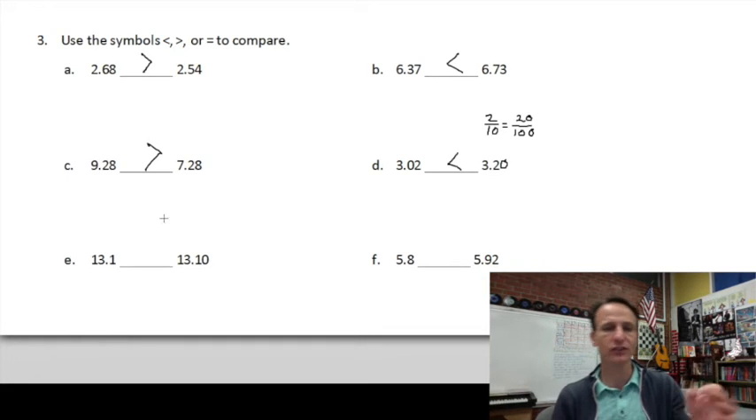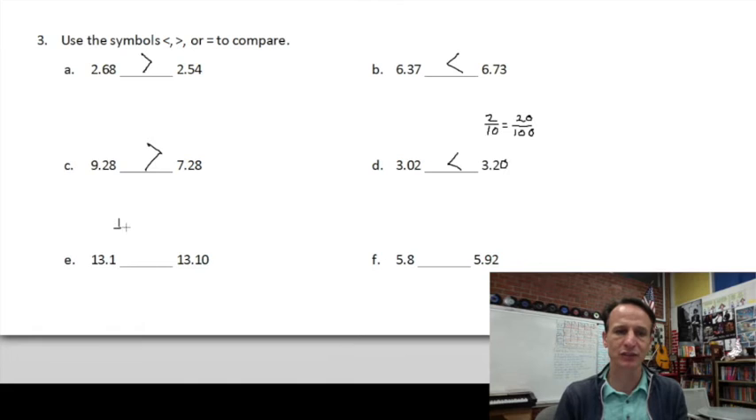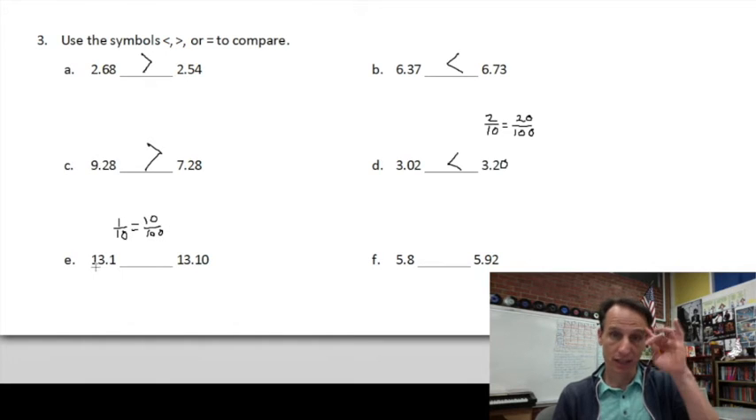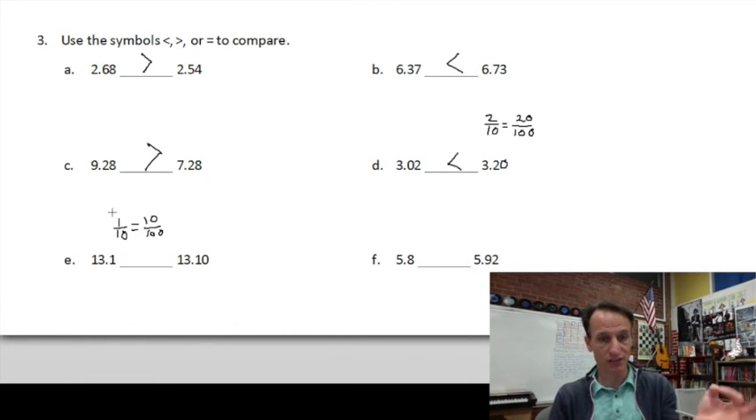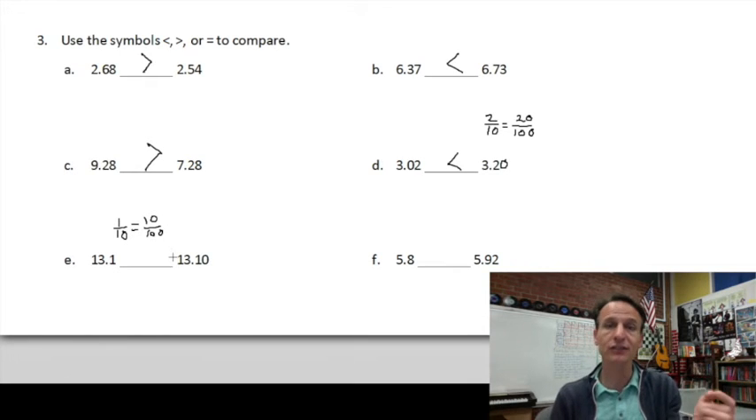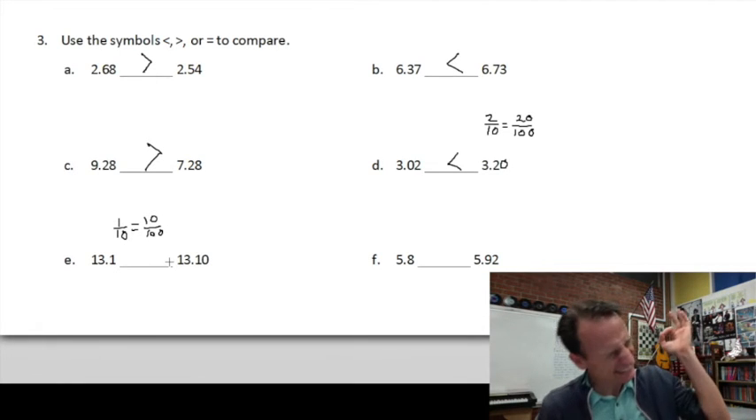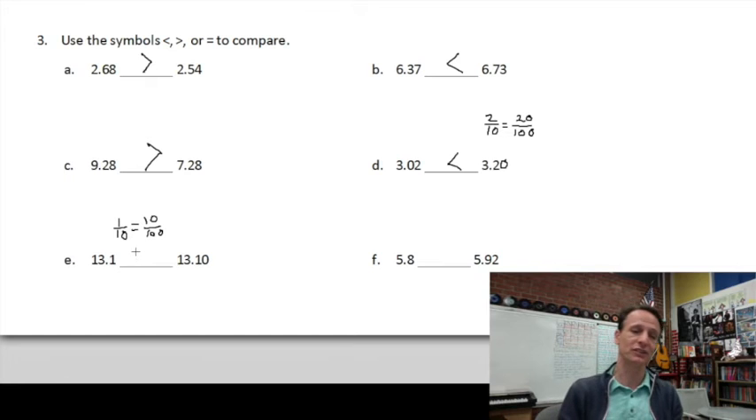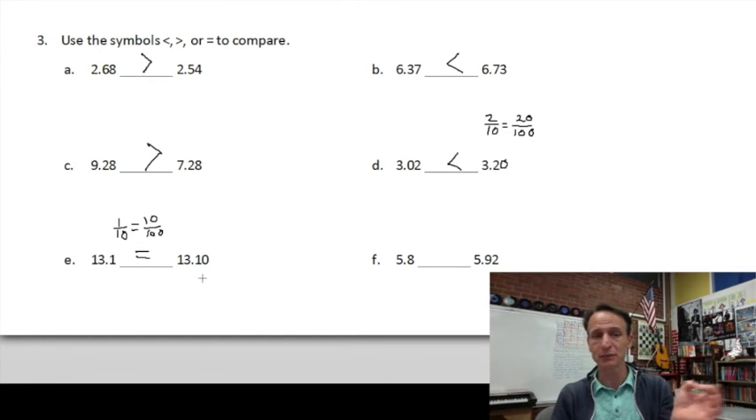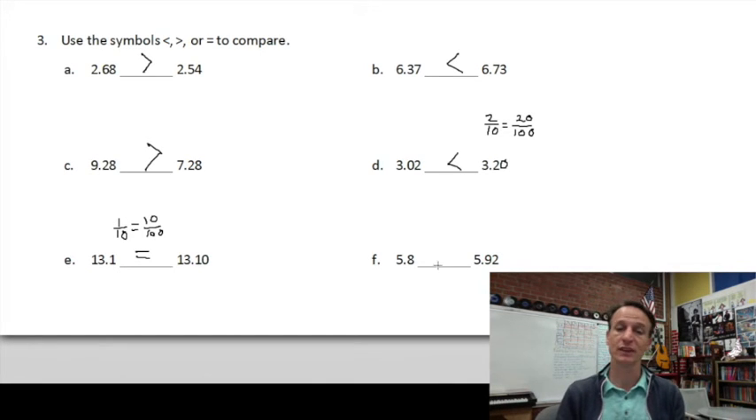And now here, 13 and 1/10 compared to 13 and 10 hundredths. Well, just like we did in that last one, 1/10 is actually equal to 10 hundredths. Keep that in mind. I'll read these numbers again: 13 and 1/10 compared to 13 and 10 hundredths. Those are, yes, equal. You got it. They are the same. $13 and 1 dime compared to $13 and 10 pennies.